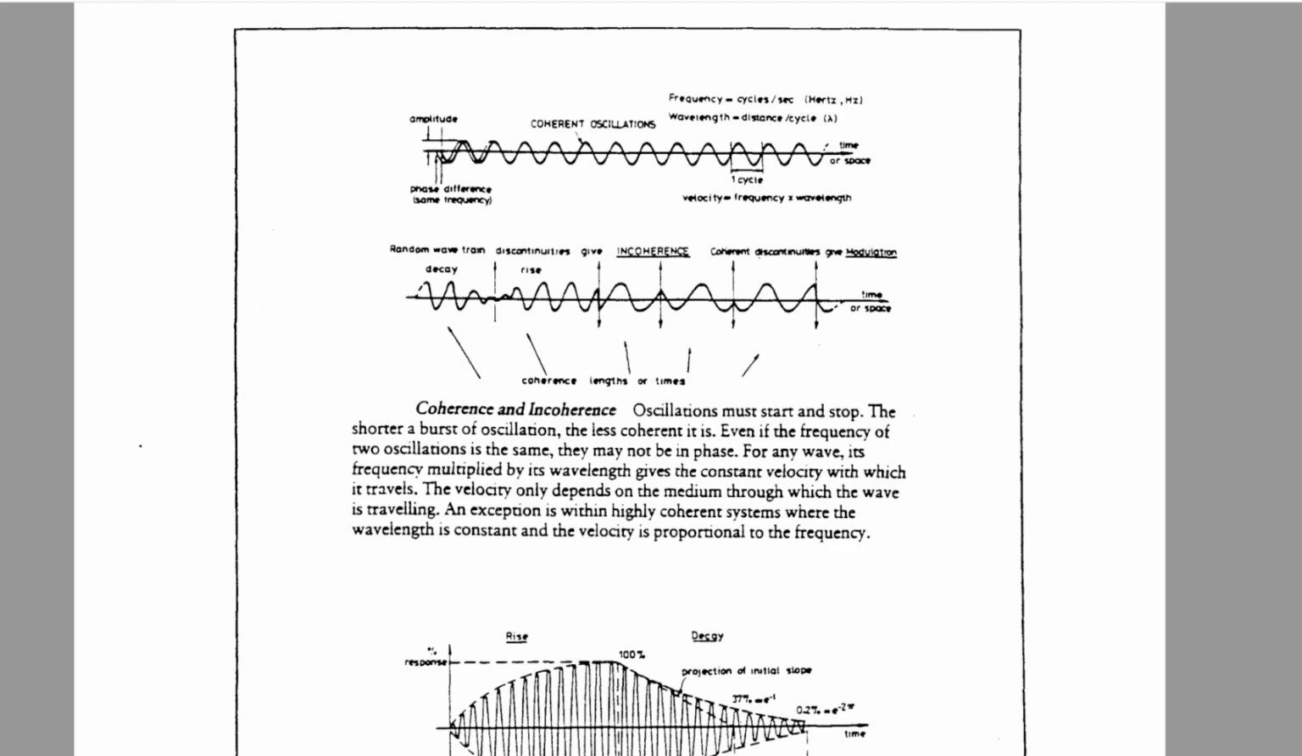Coherence and incoherence. Oscillations must start and stop. The shorter a burst of oscillation, the less coherent it is. Even if the frequency of two oscillations is the same, they may not be in phase. For any wave, its frequency multiplied by its wavelength gives the constant velocity with which it travels. The velocity only depends on the medium through which the wave is traveling. An exception is within highly coherent systems, where the wavelength is constant and the velocity is proportional to the frequency.